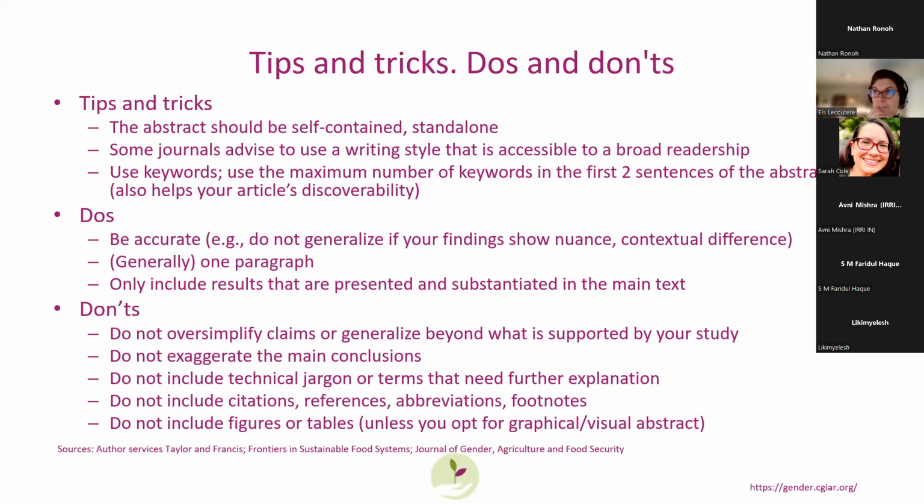Do's: you have to be accurate in your abstract. So don't freestyle too much. Do not generalize if your findings show nuance or contextual difference. So make sure that you reflect accurately what's in your study. Also, your results that you give in your abstract should also be presented and substantiated in the main text. So don't come with new elements in the abstract.